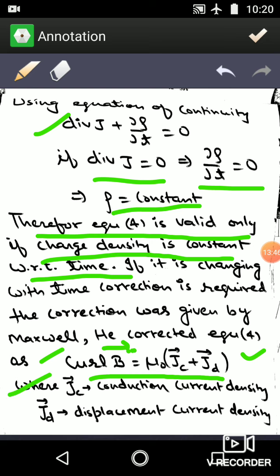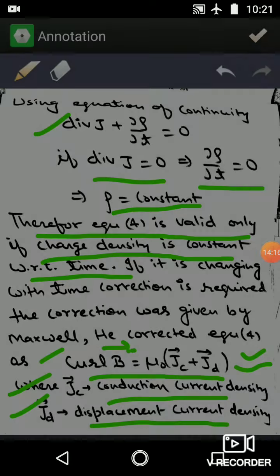Here JC is what? It is conduction current density, which was also given by Ampere. And the term added to JC is JD, and it is what? It is displacement current density. The concept of displacement current and displacement current density was given by Maxwell. Okay. This is the corrected or improved form of Ampere's law. Let us move on to the next page.